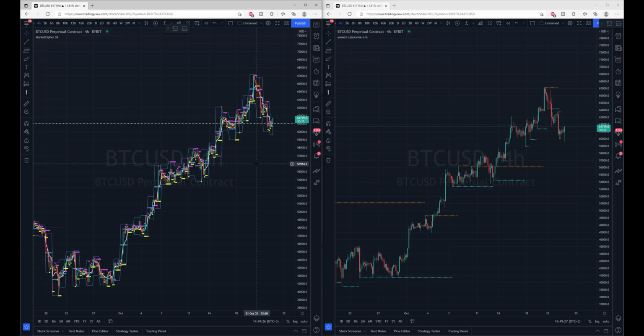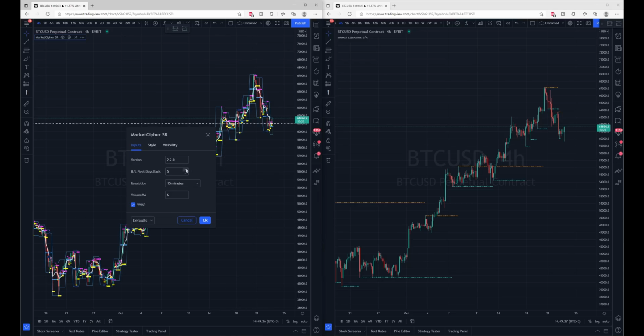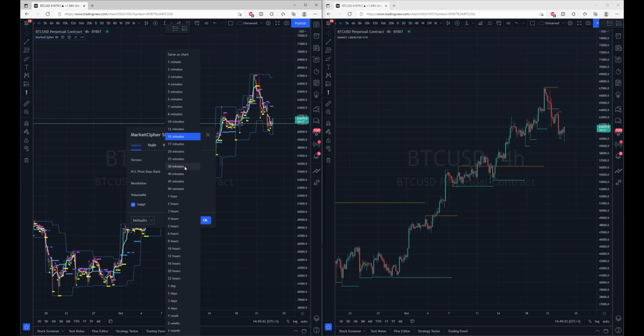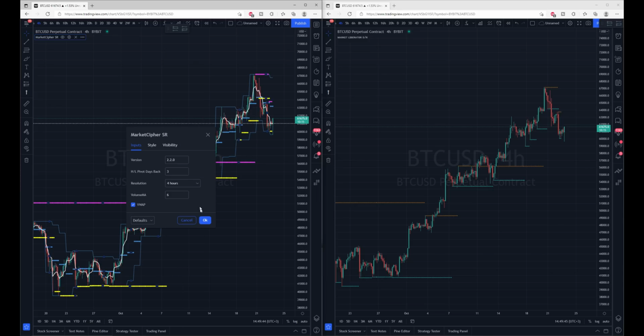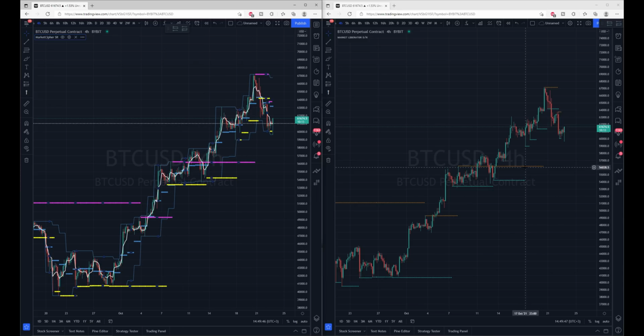Imagine if you had this and the Market Cipher A on your chart at the same time. It would be a complete mess. But anyway, let's take a look at this and change the settings a little. There's not much to this. You can change the resolution here. Let's change it to 4 hours and see if we can get something more similar. Okay, there we go. Something more similar to the Market Liberator support and resistance.